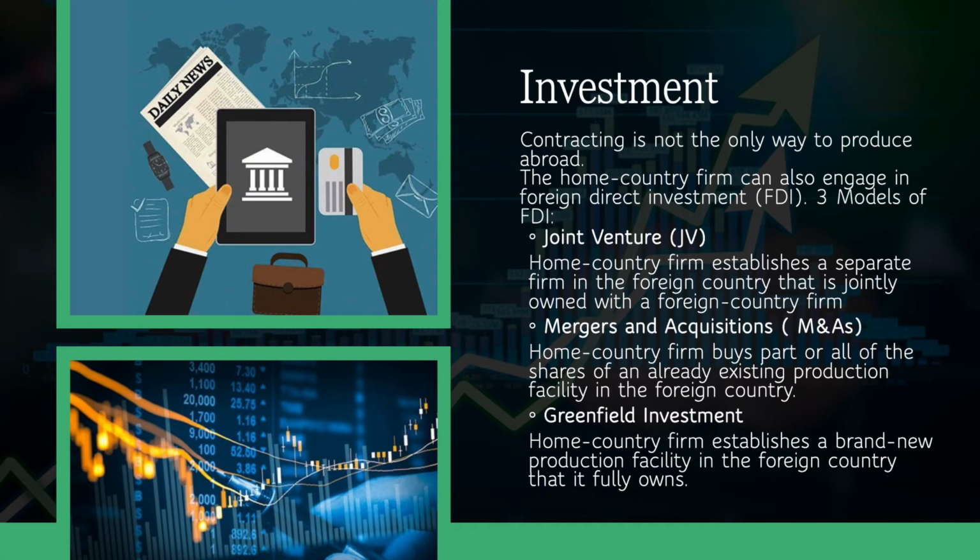The third means of engaging in FDI is through greenfield investment, or starting a subsidiary from scratch. Here, the home country firm establishes a brand new production facility in the foreign country that it fully owns. This is clearly the investment option that requires the most commitment on the part of the home country firm, but one that offers this firm the most control over the foreign-based production facility.